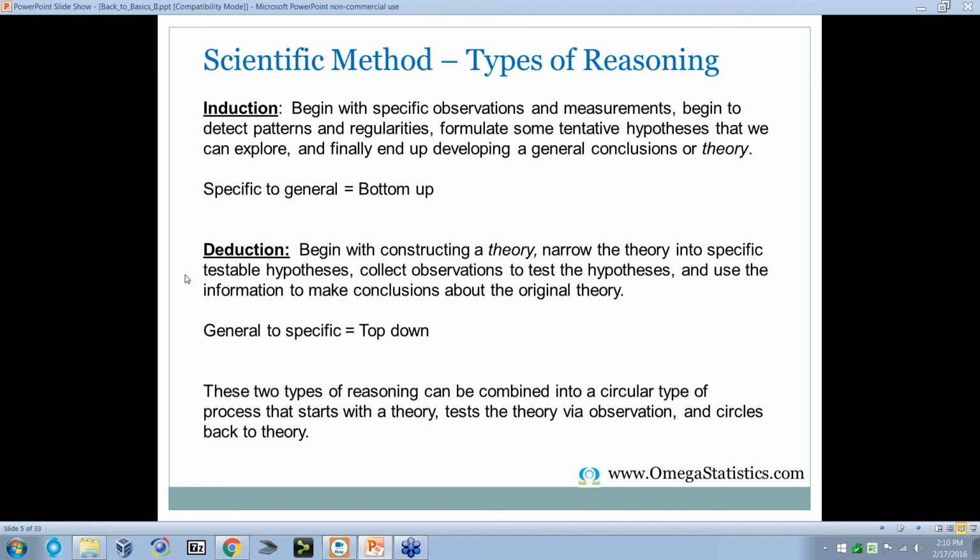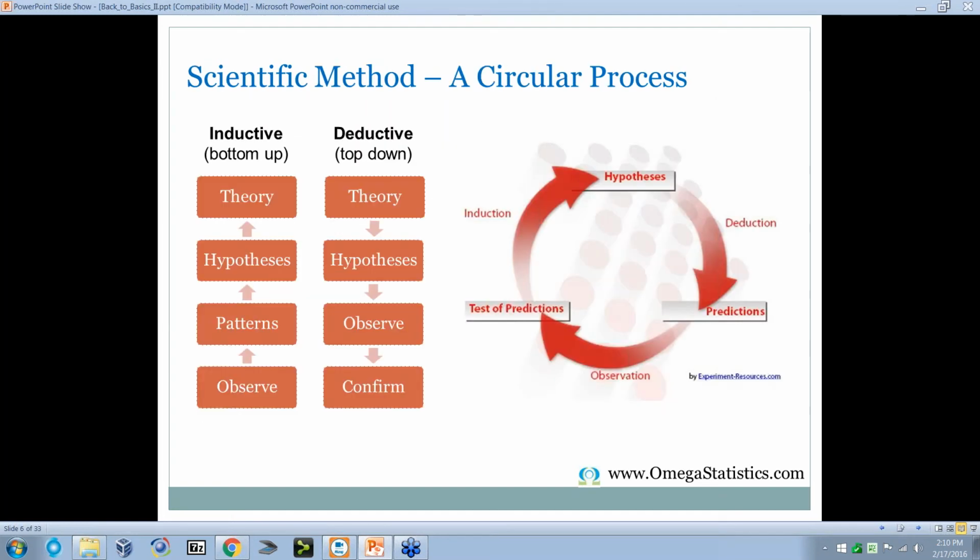These two types of reasoning can be combined into a circular type of process. It starts with the theory, tests the theory, and circles back to theory. So I'll show you a little diagram here. So here we have the inductive, which is the bottom up. So you go from your observations, patterns, hypotheses, and then have your theory. Well, the deductive, you start with your theory and work your way and confirm it. And here's your circle. So your hypotheses, you can make your predictions, you test your predictions, and so on and so on. And it's just a big circle. It goes around and around.